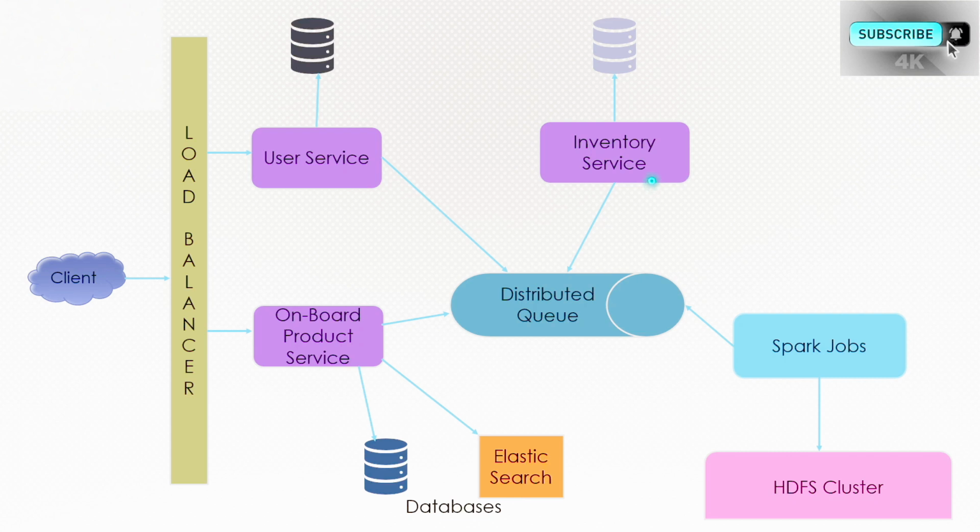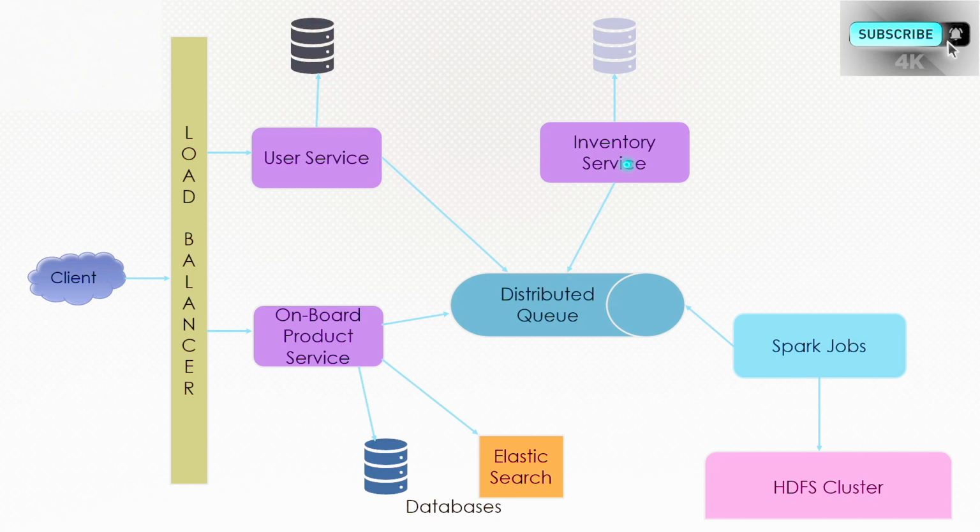So what the inventory service will do is listen to this distributed queue. As and when a new product has been onboarded, it will listen to that particular event, pick up the details that have been sent by this product service, and those details need to be updated in the inventory database.